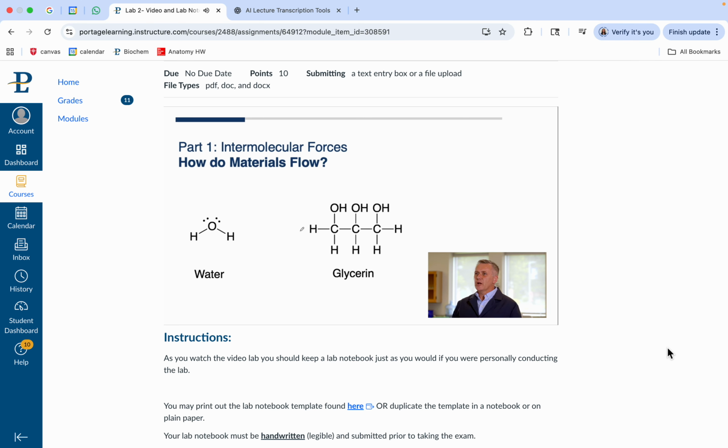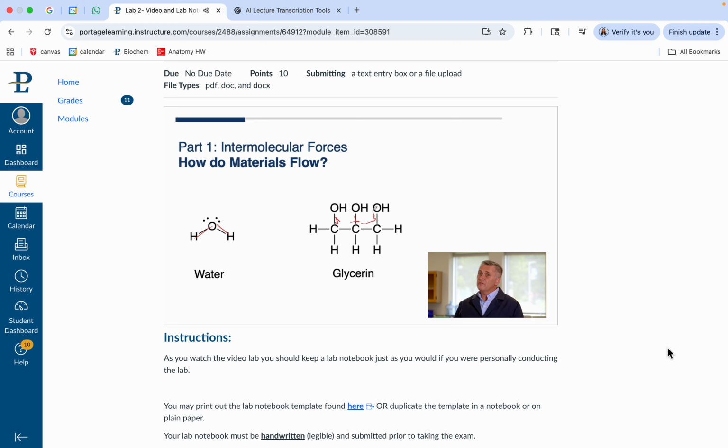All right, so in this first part, we're going to take a look at 2 molecules, water and glycerin. Again, noticing that water has an OH group here, and so does glycerin. It has 3 of them. So it has lots of hydrogen bonding possibility, and we're going to take a look at how these are important, particularly in terms of their ability to flow. So how do they adhere to one another? Individual water molecules, individual glycerin molecules, as they flow.